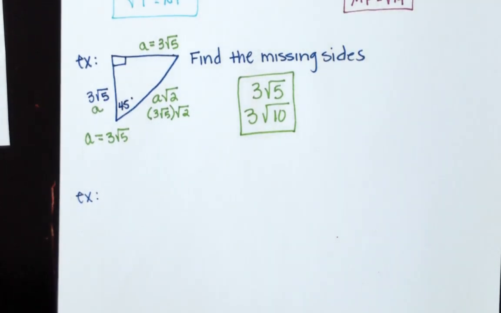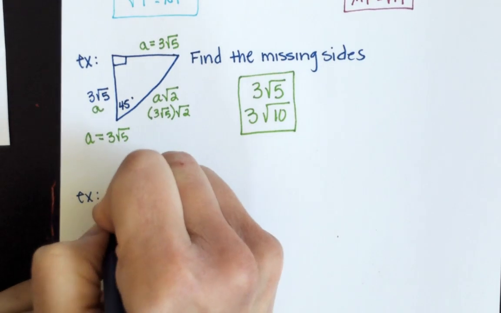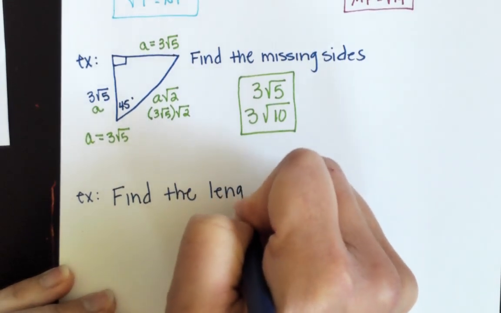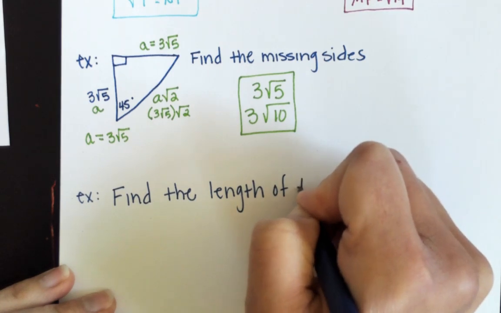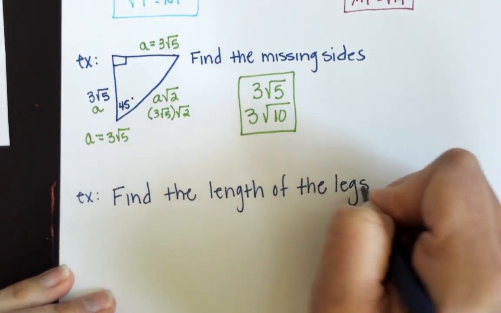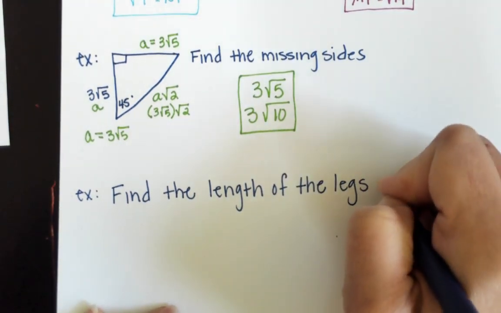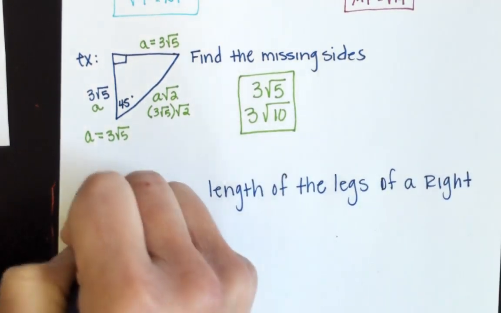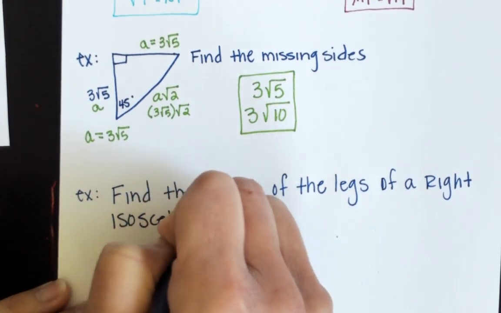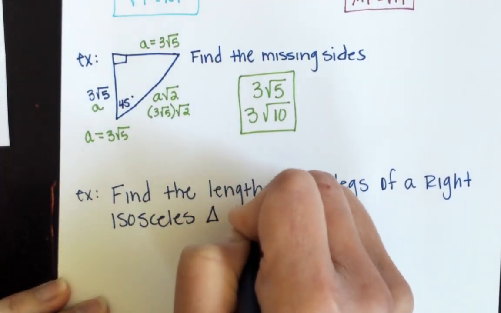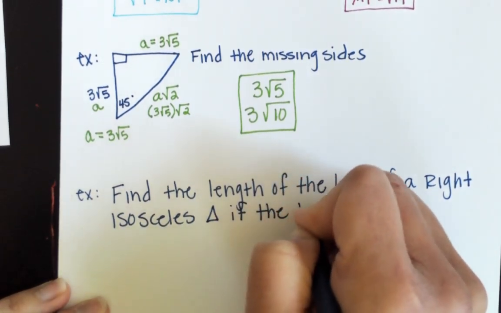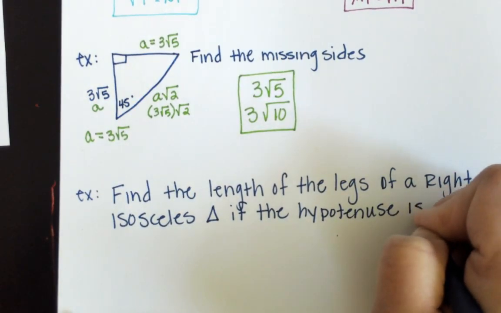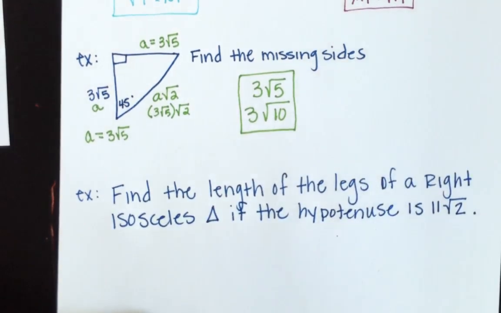Another one. Find the length of the legs of a right isosceles triangle if the hypotenuse is 11 radical 2. All right.